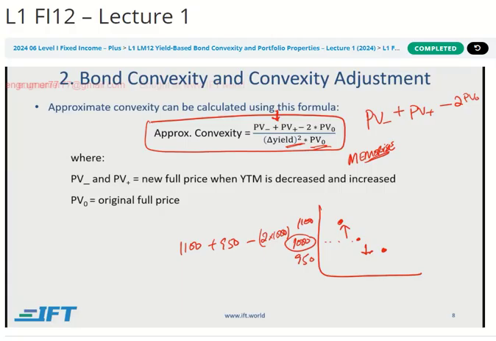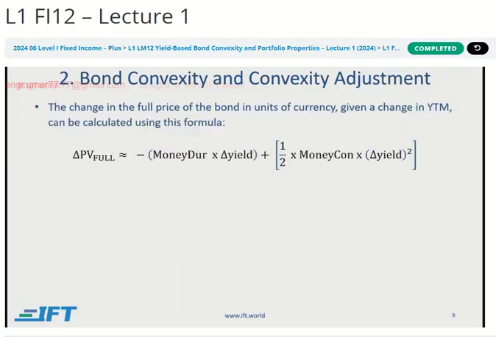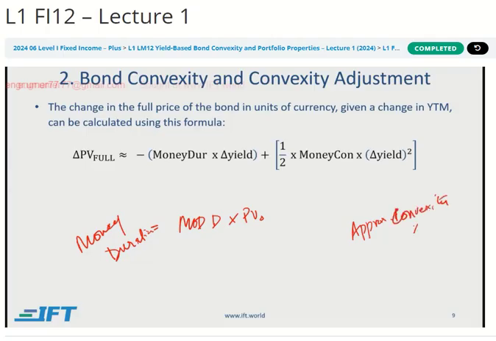But this is the formula that you need to know, right? And then of course, just like with your modified duration, where we had our mod D and we multiplied it with the price to calculate our money duration, right? Here also, if you take your approximate convexity and you multiply it with your price, you will get your money convexity, which is just going to give you the dollar amount of change in the price for a given change in yield, right?